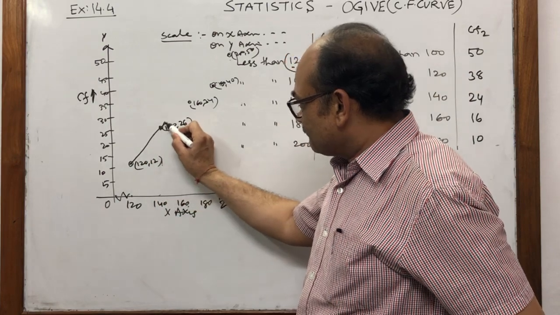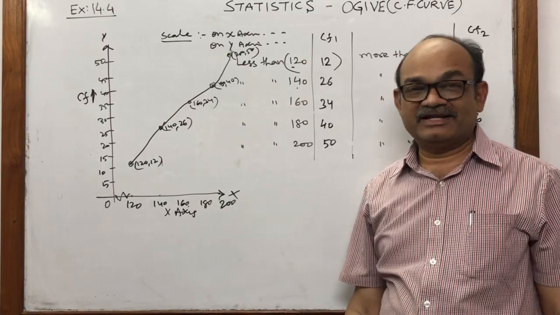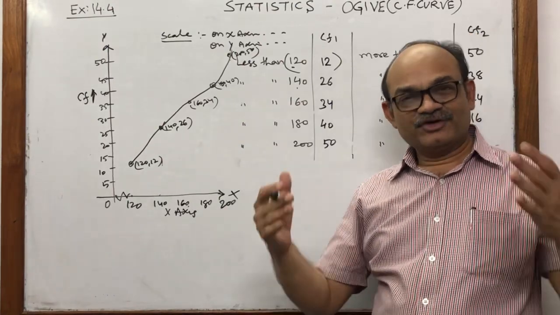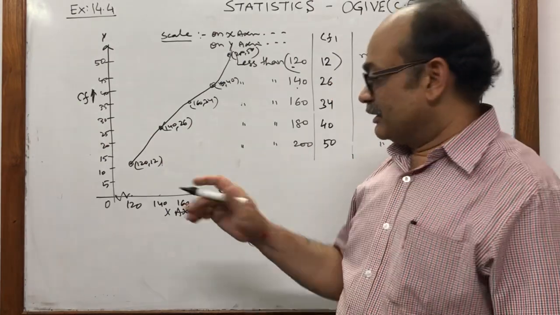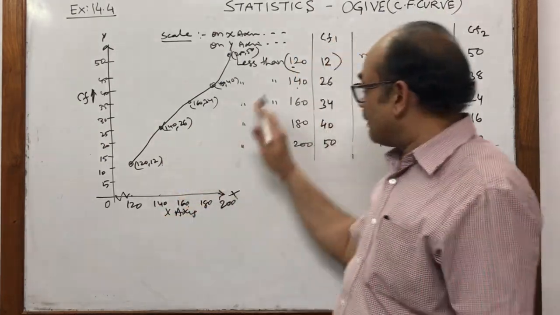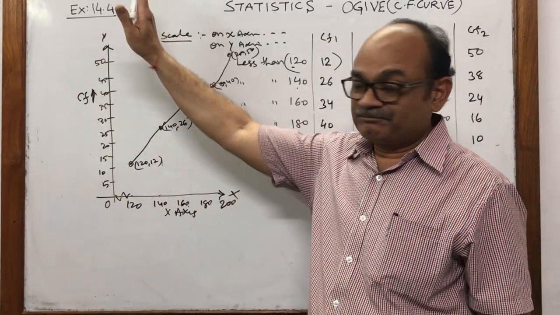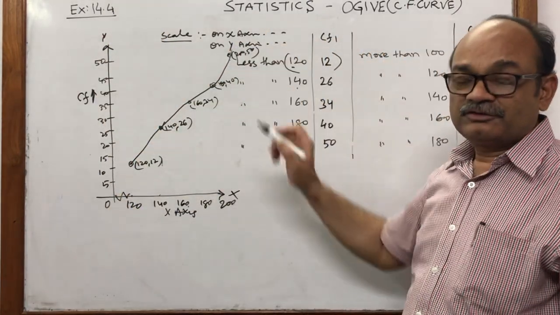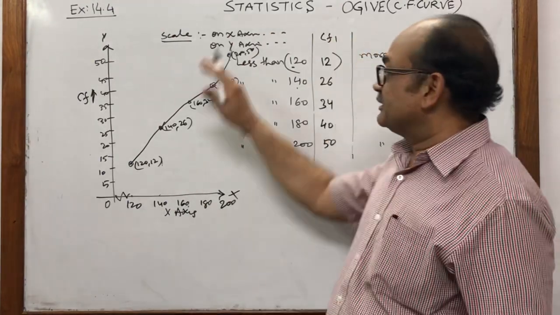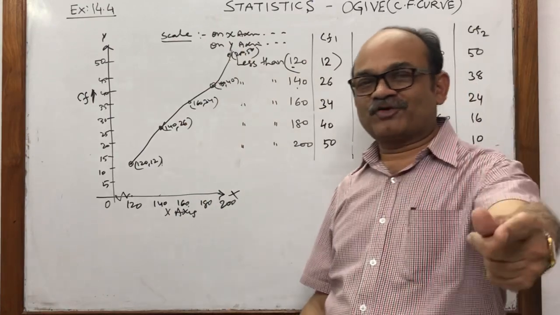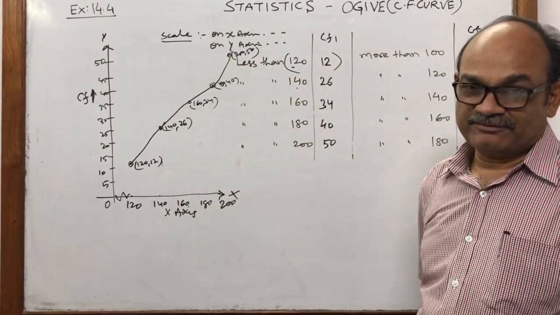So now, join freehand. This is OGIVE, less than curve, less than cumulative frequency curve. कितना आसान? X-axis upper limits, y-axis cumulative frequency, freehand curve. Join the points using pencil on the graph paper, write the proper scale, and you are getting 4 marks. This is called less than OGIVE.